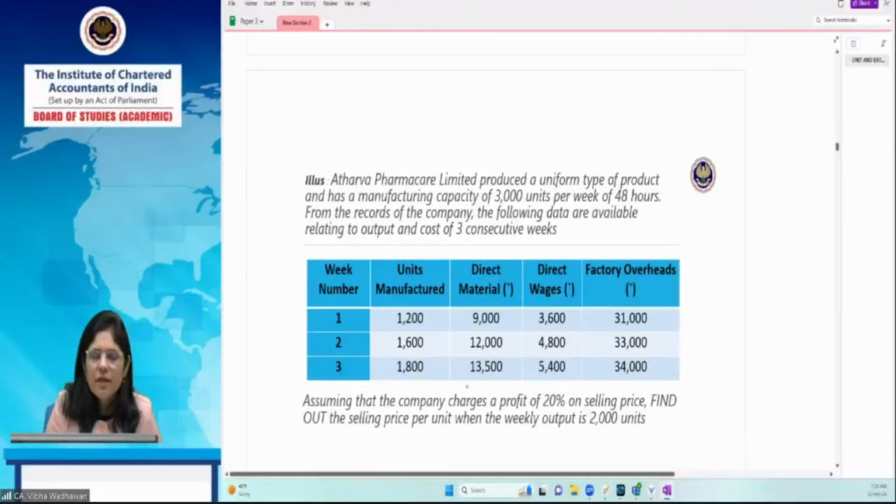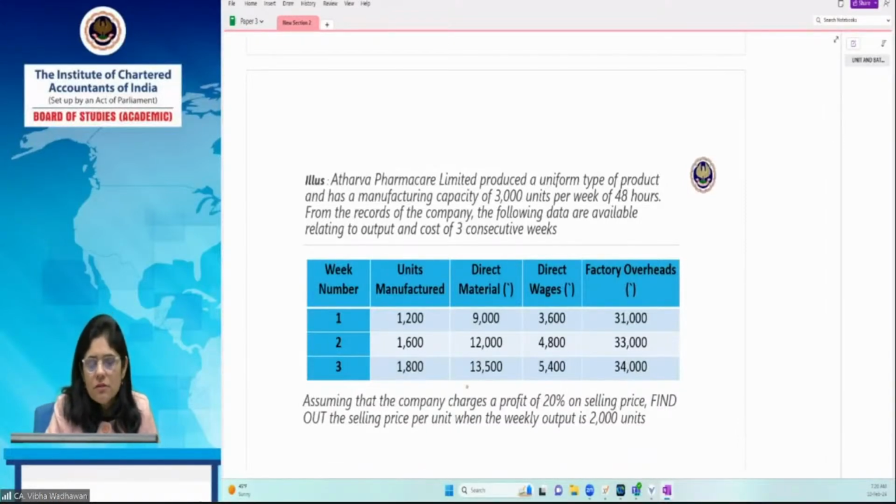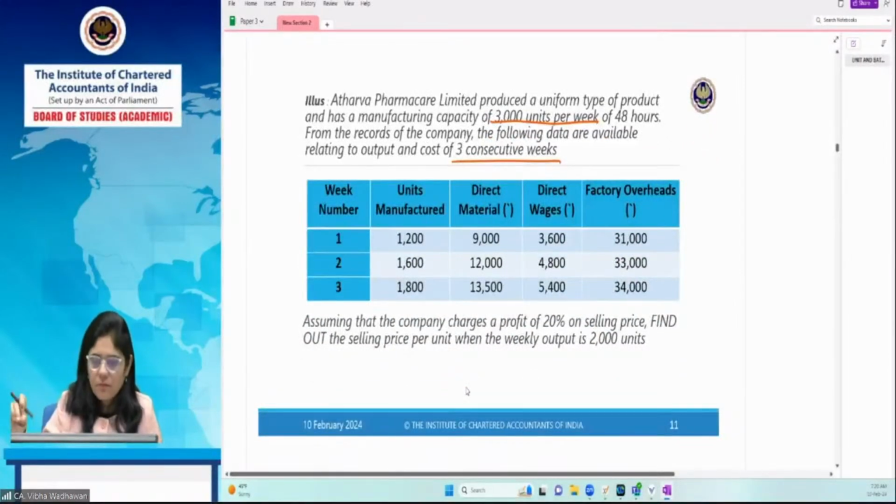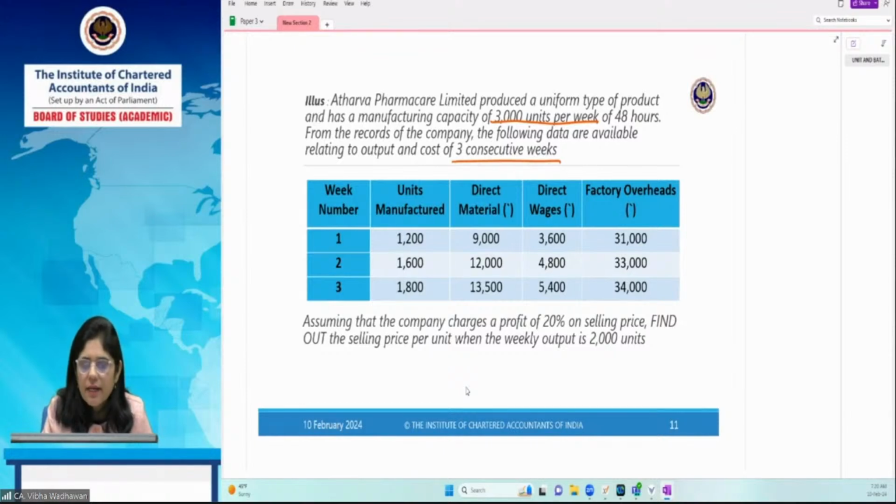All right. So we have another illustration. Just take a note of this illustration, all of you. Athar Limited produces a uniform type of product and has a manufacturing capacity of 3,000 units per week of 48 hours. The following data is available for 3 consecutive weeks. Units manufactured. So these are the units for the 3 weeks. Direct material, they have given direct wages, and factory overheads they have given.